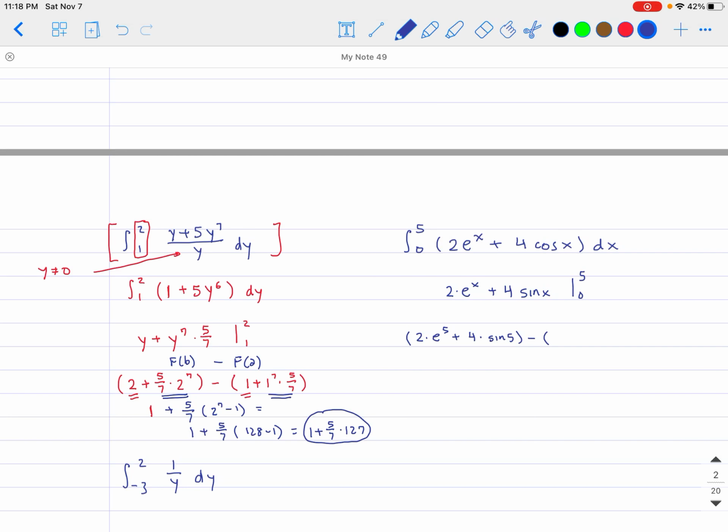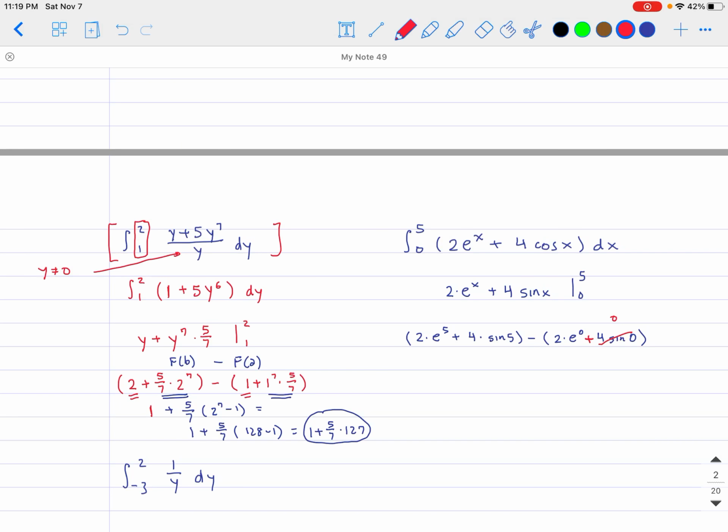Then we have minus the lower bound plugged in. It's going to be 2 times e to the 0 power plus 4 times the sine of 0. So fortunately, sine of 0 is equal to 0. Actually, wait, I think I messed up over here. This is supposed to be a plus sign over here. But nonetheless, 4 times sine of 0 is going to be equal to 0. So that kind of works out nicely.